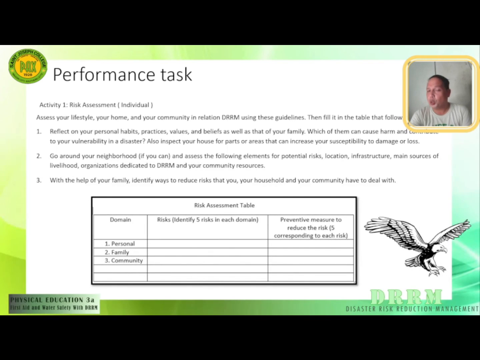You have to do it on a short bond paper. Then don't forget to label it with your name, your course, year level, and your section. So this will be submitted next Monday during the report, or next week during our next meeting.